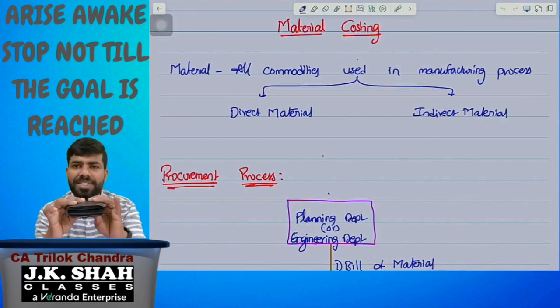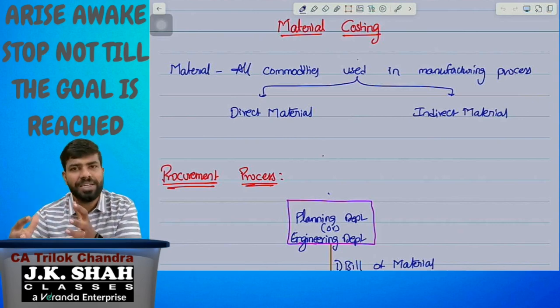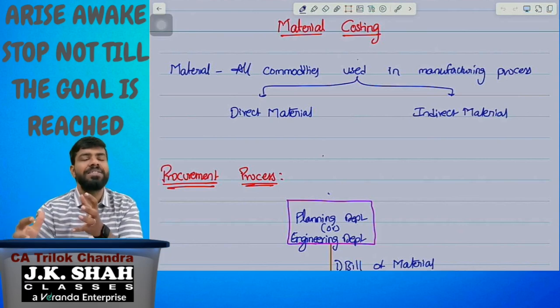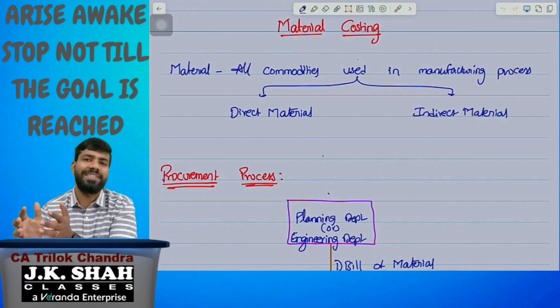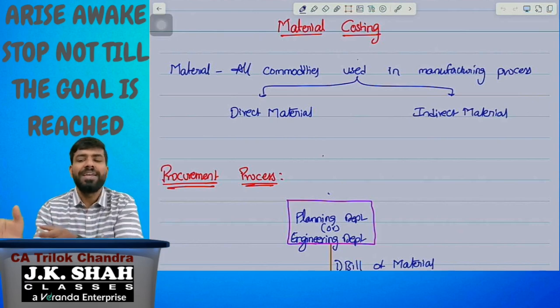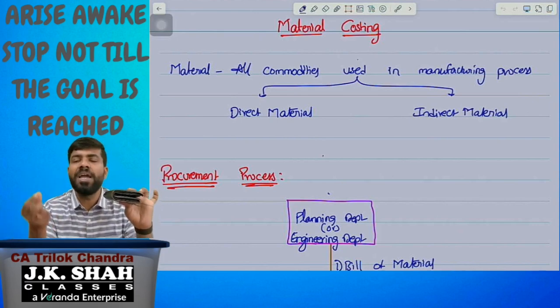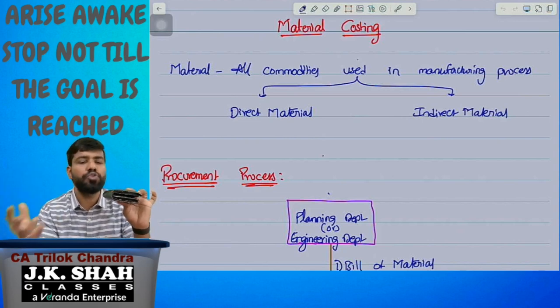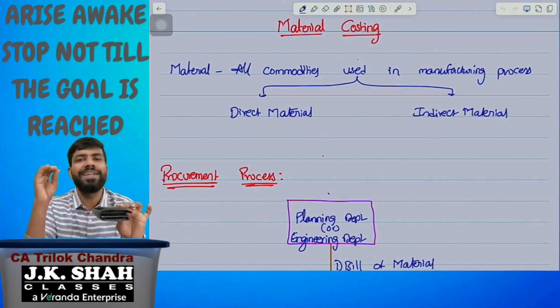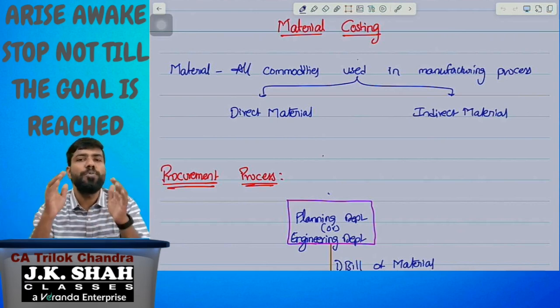When they are manufacturing this purse, they would have used some machineries. For smooth functioning of the machineries, they would have used lubricants, grease, oils, all these things. But those things cannot be traced to one single purse. We cannot quantify how much grease has been consumed to produce this purse. So grease is an indirect material, leather is a direct material. I hope you are understanding.